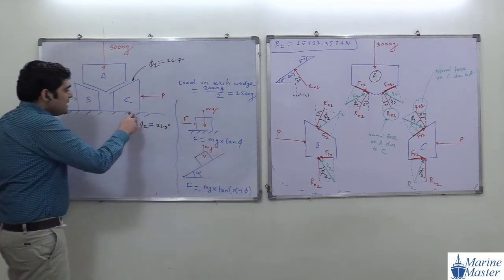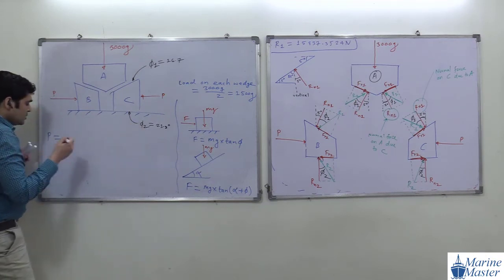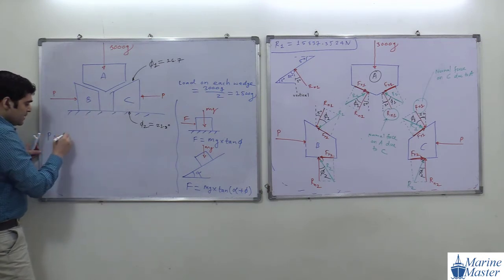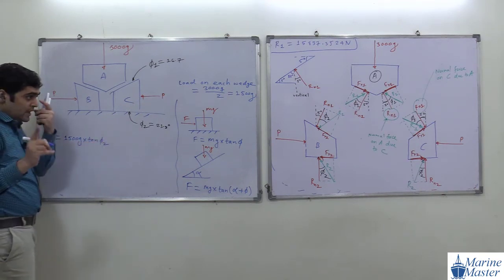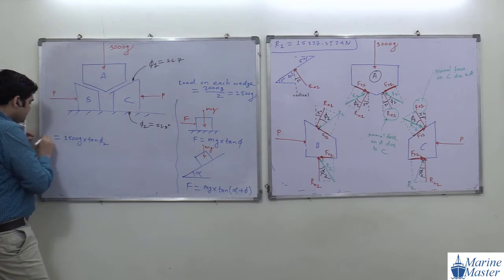And here the coefficient of friction is how much? 21.8. So how much weight will be here? On C is acting 1500 g into tan phi 2. Okay, see the scenario here. Everyone, see the scenario here. So P is how much?